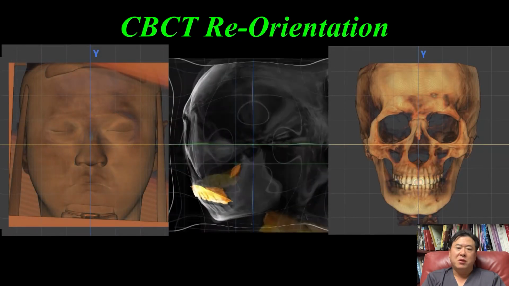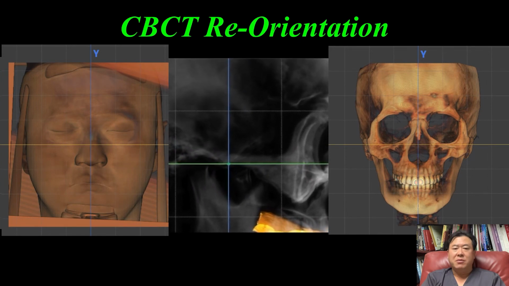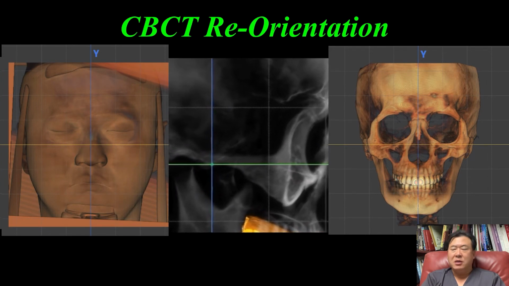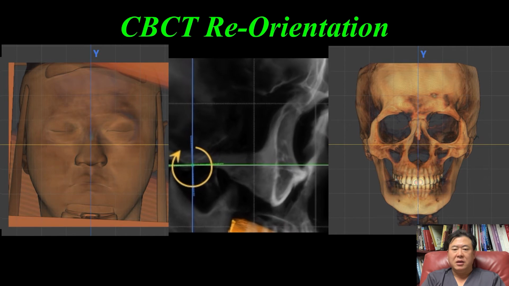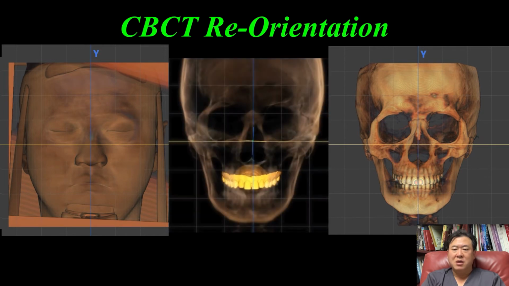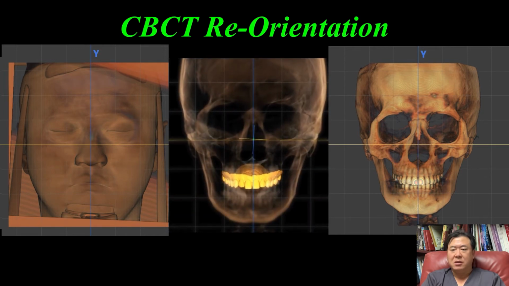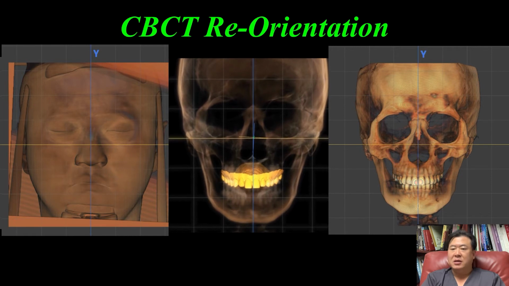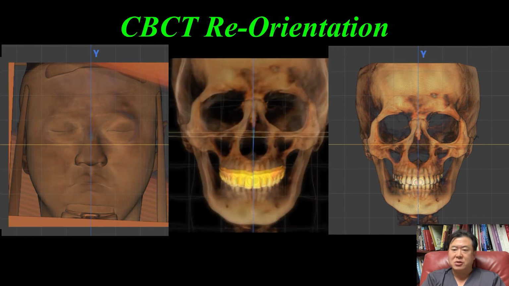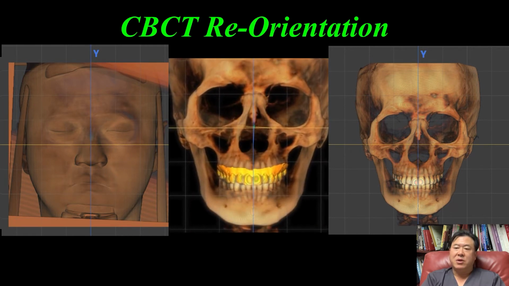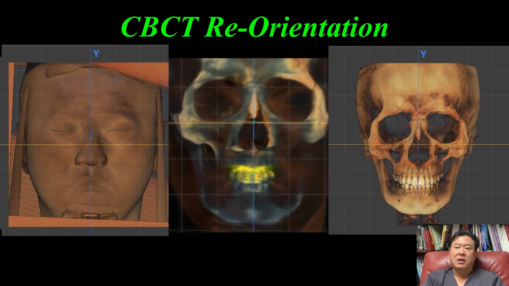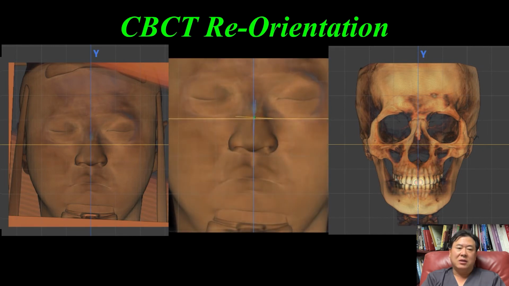We first superimpose right and left orbital area and determine the skeletal midline. Then we come up with the best compromise between skeletal and facial midline. Then we rearrange CBCT in Frankfurt horizontal plane and save the data. This process is called CBCT reorientation. I think it is a profound concept.